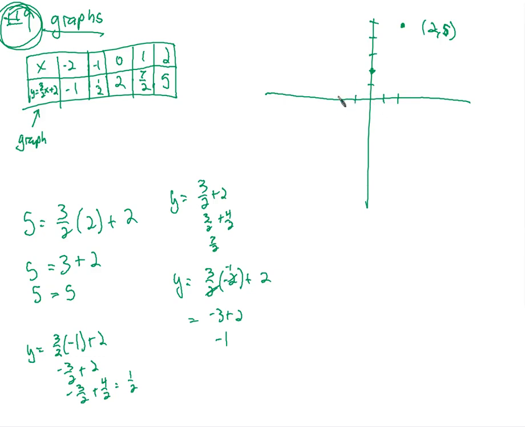Negative 2, negative 1. I'm trying to draw this to scale here. Negative 1, 1 half. Ready? 1, 7 halves. So 1, 2, 3, 4, 5, 6, 7 halves. There we go, and let's draw that line.